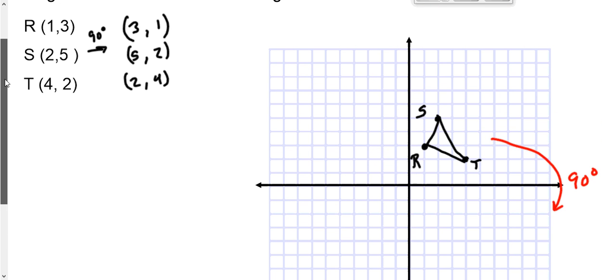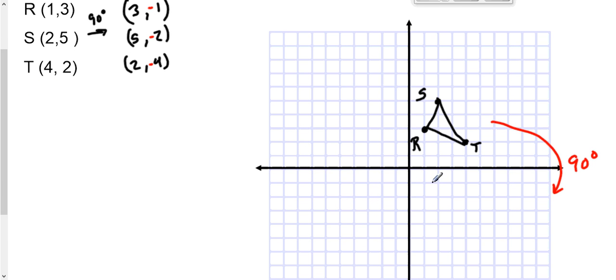And in quadrant 4, all of our y coordinates are negative. And so we have 3, negative 1, 5, negative 2, 2, negative 4, and there are our points. This one being R prime, this one being T prime, this one being S prime. 90 degree clockwise rotation.